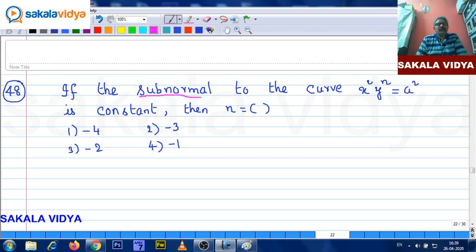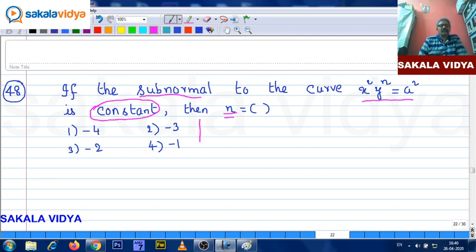The subnormal to the curve x square y to the power of n equal to a square is constant, then we need to find out the n value. That means the subnormal to this curve is constant. So, if the subnormal to the curve is constant, what is the value of n? For which value of n is the subnormal to the curve x square y power n equal to a square constant? So, we need to find the subnormal to this curve at any point, and that is constant. In order to be constant, what will be the n value? That is to be evaluated now.